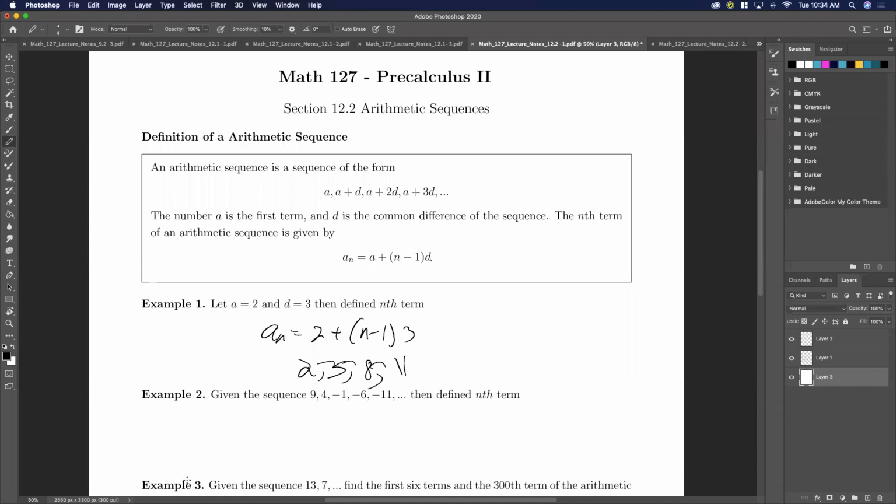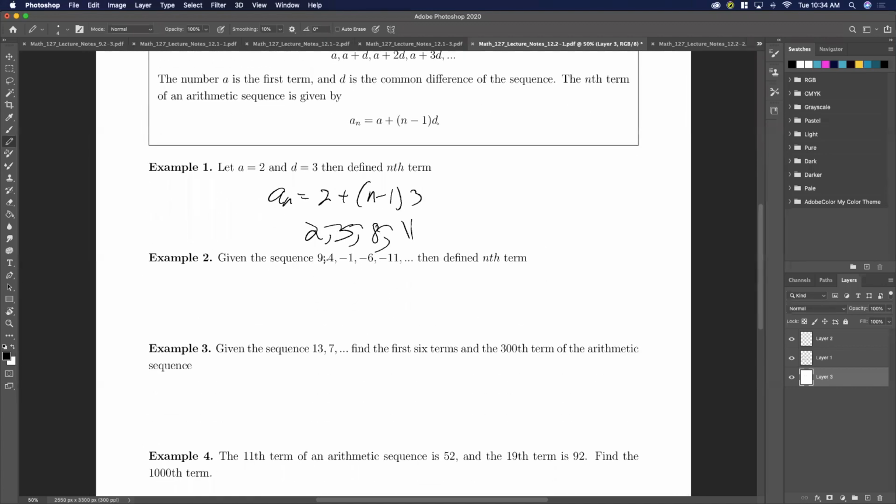And so given this sequence, 9, 4, -1, -6, -11, because this is usually what you'll see. You'll just see a sequence of numbers. If you want to find out if it's an arithmetic sequence, just figure out what the difference is between each of the numbers. From here to here, there is a -5 difference. From here to here, it's a -5 difference. And so D here is probably -5.